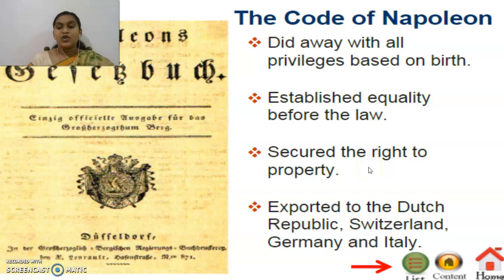This is very much important. He gave the right to property. People can own property if they are capable enough. That is the rule he made, and he exported it to the Dutch Republic, Switzerland, Germany, and Italy. So his administration also started to expand. He exported these things to the other countries too. Hope you guys understood, right? By seeing all these measures of the Code of Napoleon, the people started to admire him and trust his administration. But later, whatever changes he was making, he was a monarch.